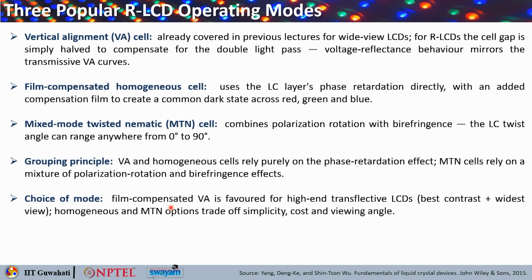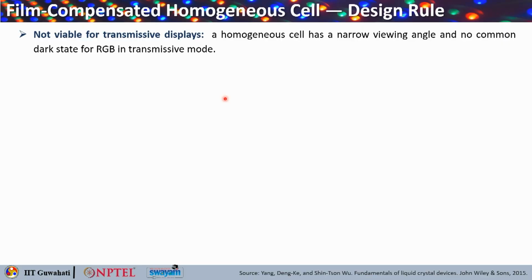So, you can favor the film compensated VA modes for high end transflective LCDs, which can give you the best contrast plus the widest view. You can choose homogeneous and MTN options to trade off the simplicity, cost and the viewing angle. So, this homogeneous and the MTN basically gives you that compromise between the simplicity, cost and the viewing angle.